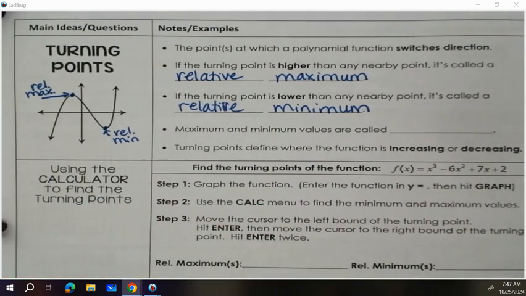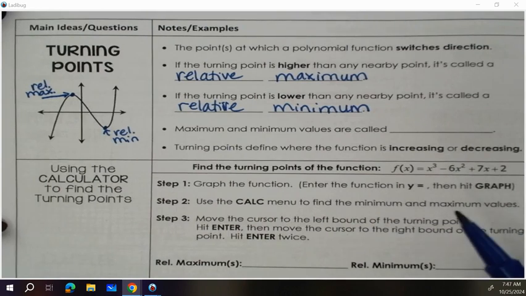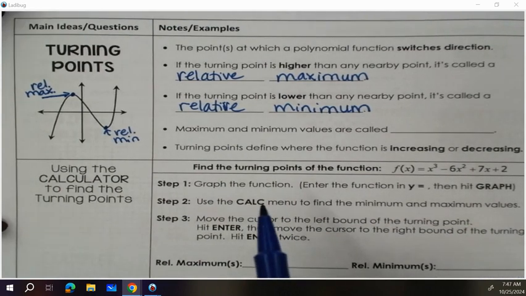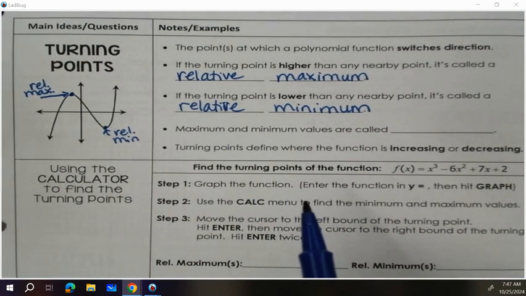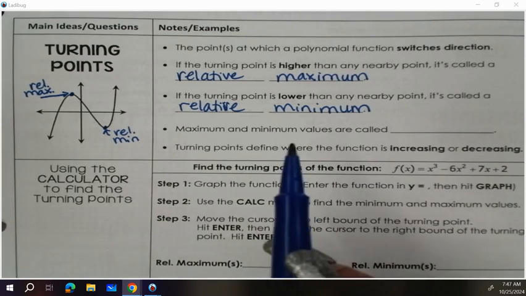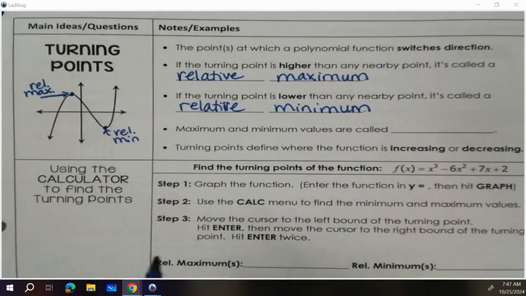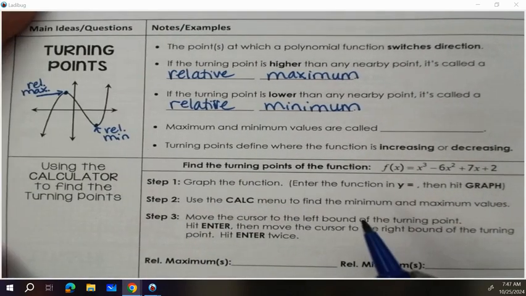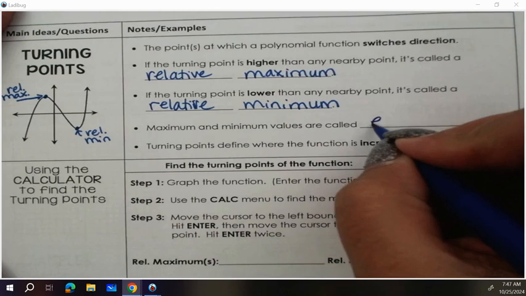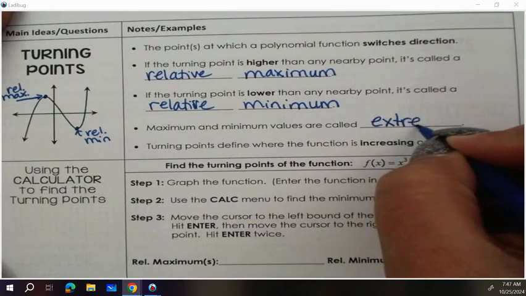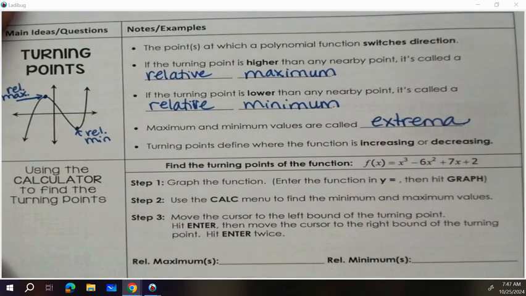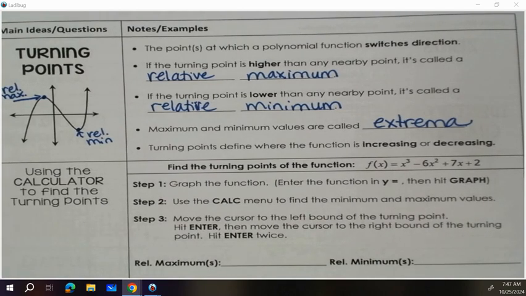So the difference between relative and absolute is that the absolute max and min are a lot of times positive infinity and negative infinity. So we're looking for the relative max and mins. All of these maximum and minimum values together are called the extrema. So if you're asked to find the extrema, you're being asked to find the maximums and minimums: relative max, relative min, absolute max, and absolute min.